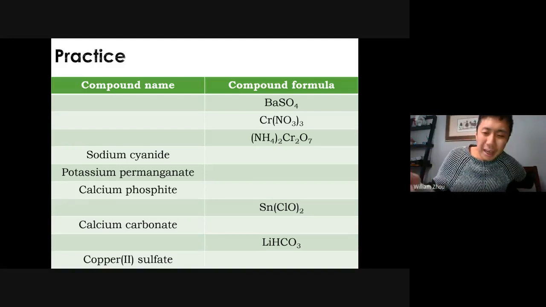BaSO4. Ba is barium. SO4 is sulfate. That's the polyatomic ion sulfate. So there's barium sulfate. Okay, done.